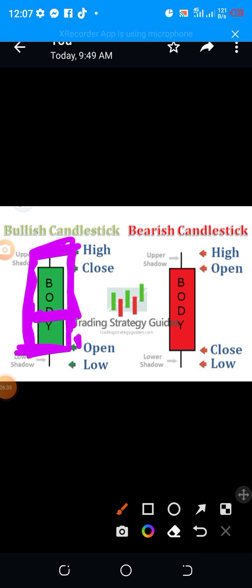Then when the buyers came in and they pushed price down here, the price came back here. That is where the body stopped.